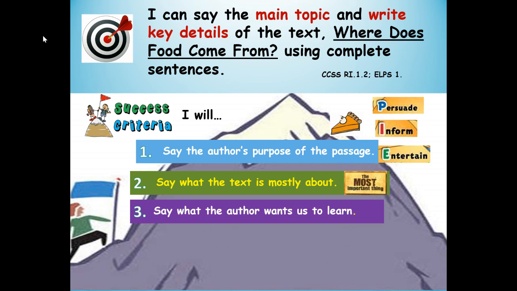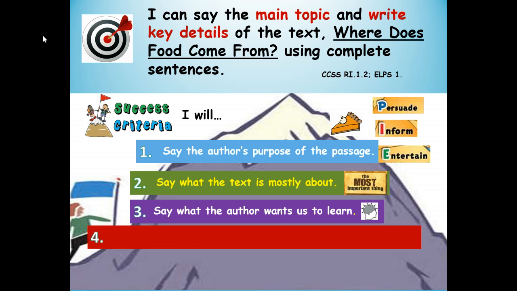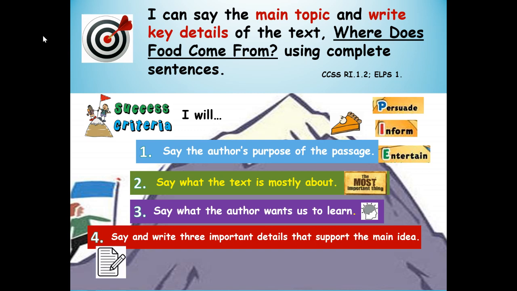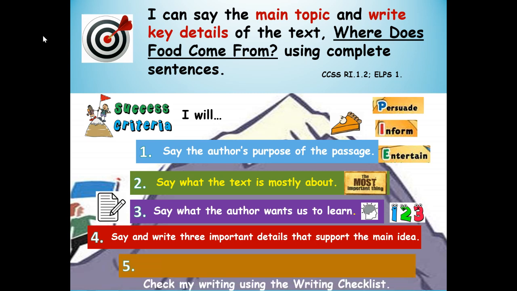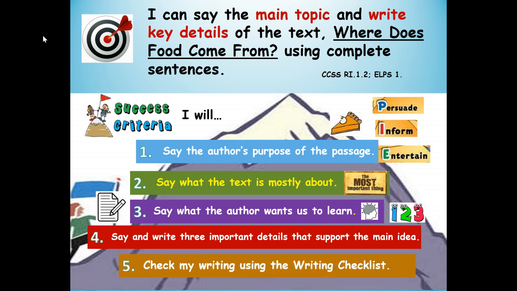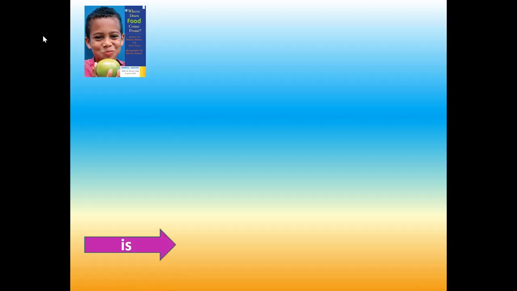Number 3, I will say what the author wants us to learn. That's similar to the conclusion. And then number 4, say and write 3 important details that support the main idea. And that's where you're going to write your 3 detail sentences. And then finally, you're going to, 5, check my writing using the writing checklist.